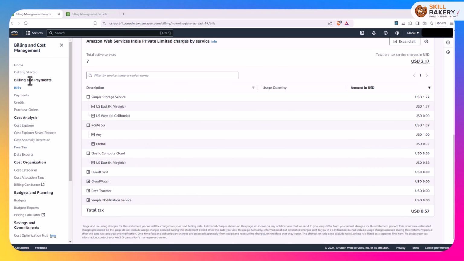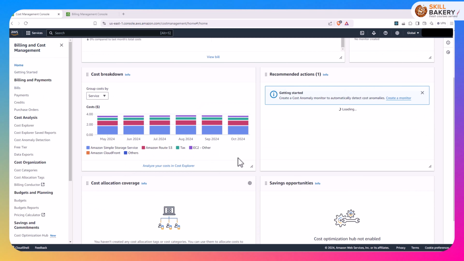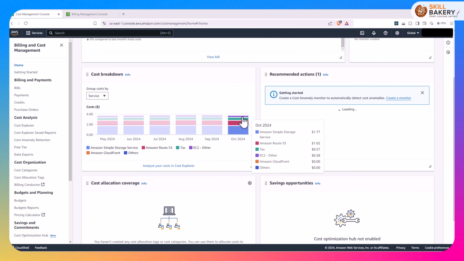Now, if I take you back to the billing and payments or the dashboard itself, here you will be able to see it in a graphical way. So you can see for October, we have these breakdowns of services, and the highest comes on top, and then you have the remaining services based on their prices. So from higher to lower you will go in this chart. You can see that for AWS S3, we are getting charged 1.77 US dollars, and then for Route 53, and then taxes, EC2, Amazon CloudFront and others.